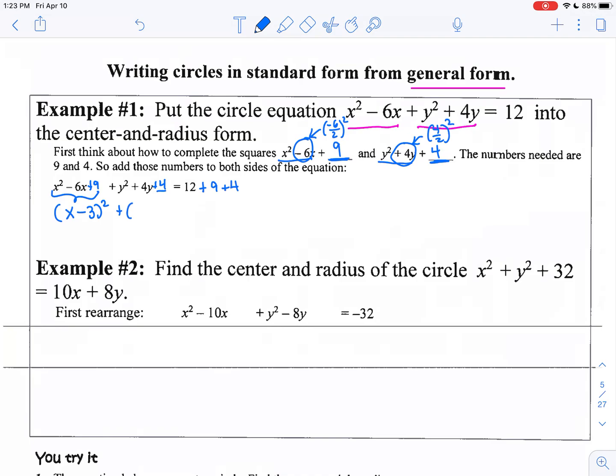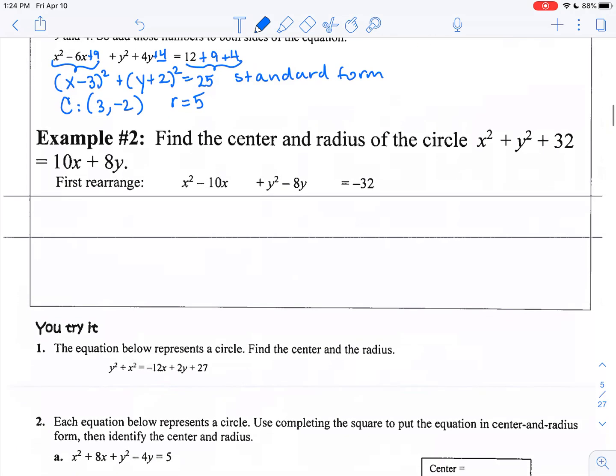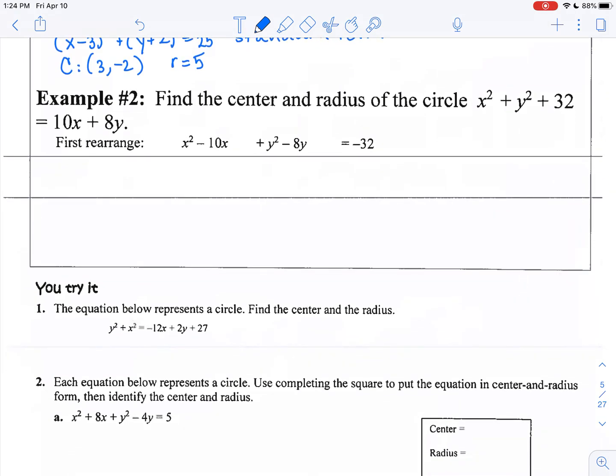Now this is going to allow me to factor that to be x minus 3 quantity squared, and the y's to be y plus 2 quantity squared. If I add all these together, I get 25. And so the form that I get is now, this is called standard form. And I'm able to find out things like the center of the circle is 3, negative 2. Opposite of negative 3, opposite of positive 2. The radius is 5.